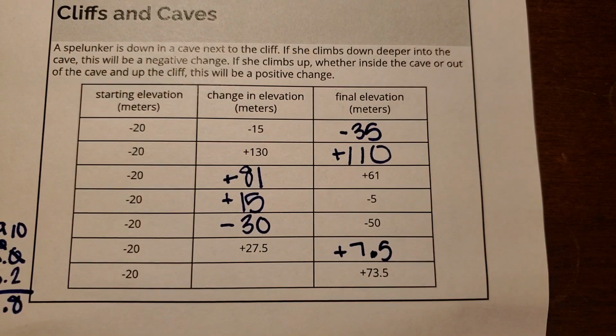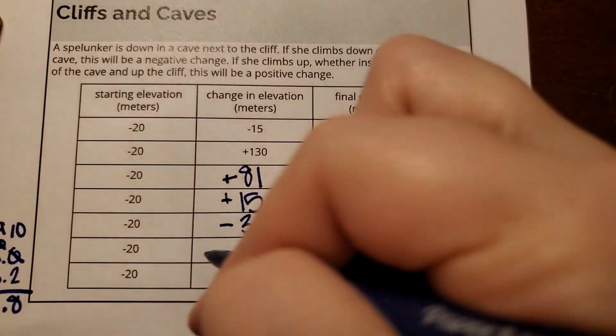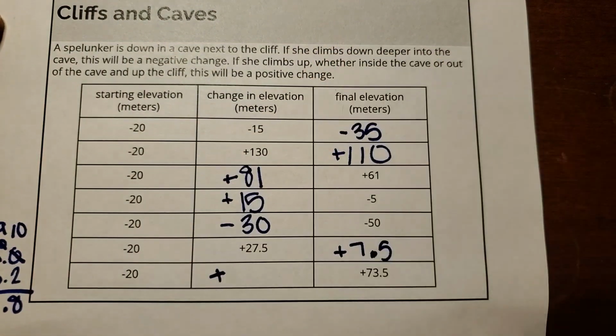Okay. Now for our very last problem, we need to figure out the change in elevation from negative 20 to a positive 73.5. So again, we went up and out of that cave and up that cliff. So this is a positive change in elevation. Now, from negative 20 to 0, that is a 20 meter difference, okay? I know I keep saying it again, but I'm just making sure we got it.